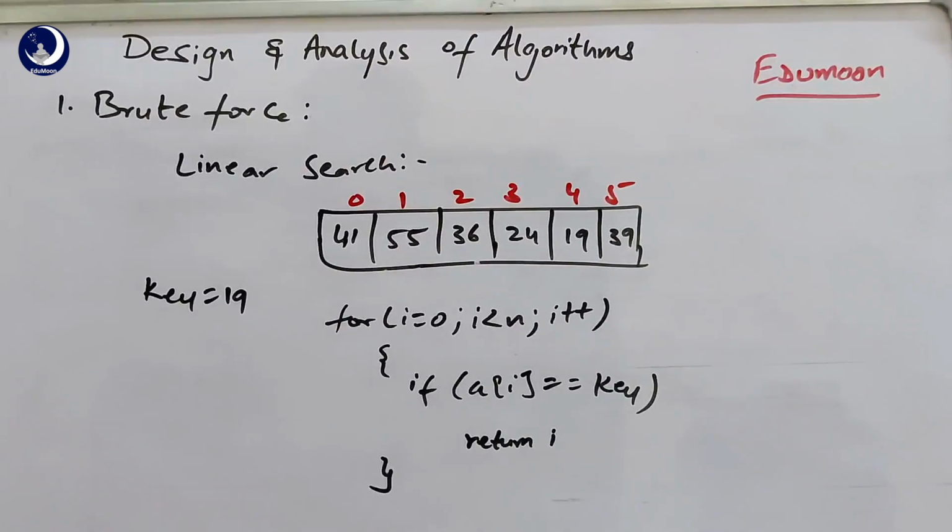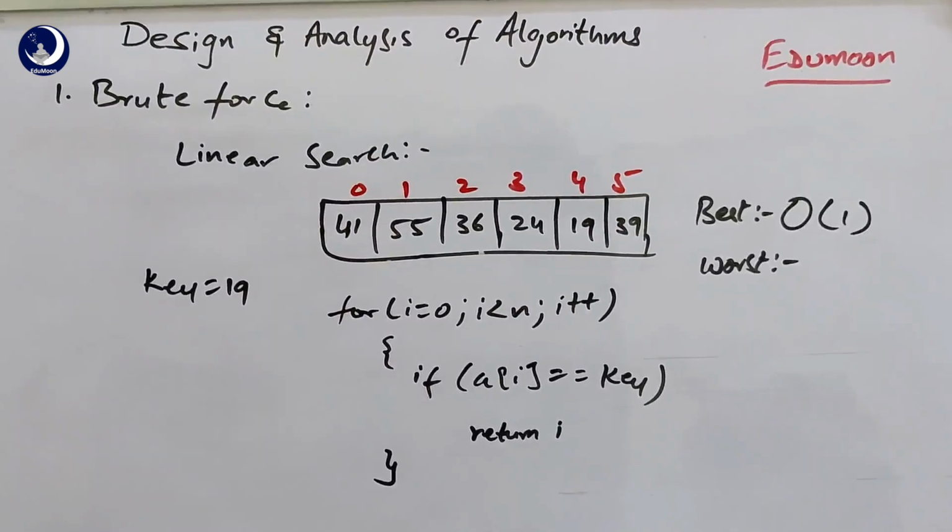But this is a very straightforward approach. We search all the elements from first to the last. So assume that there are 100 elements in an array. The best case is you can find the element in the first position itself. So always the best case for the linear search is big O of 1.